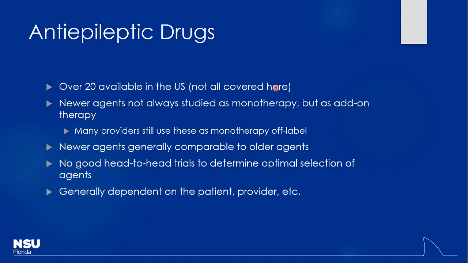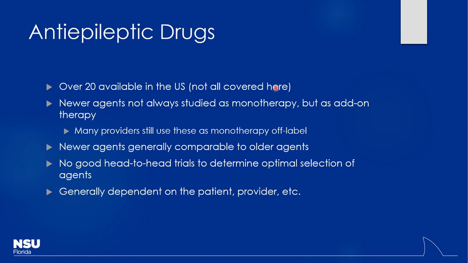So looking at anti-epileptic drugs, you're going to find that there are over 20 available here in the U.S. I'm not going to cover every single one because some of them have very niche uses. They're not going to be super common, or a lot of them are still brand name and very expensive, so you don't see them used as commonly. Some of these are older than dirt, and I'll talk quite extensively about them.